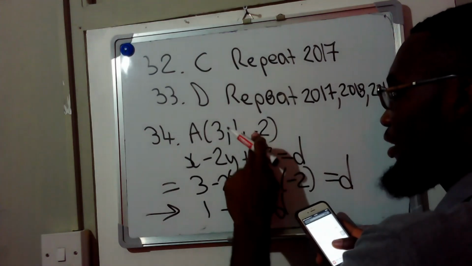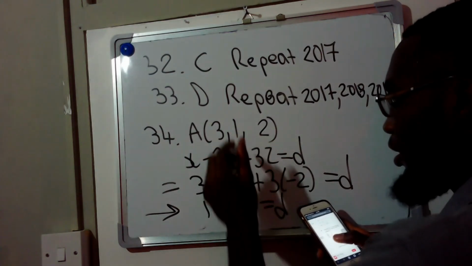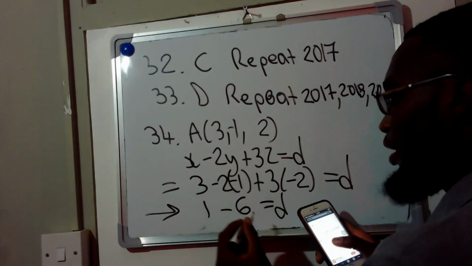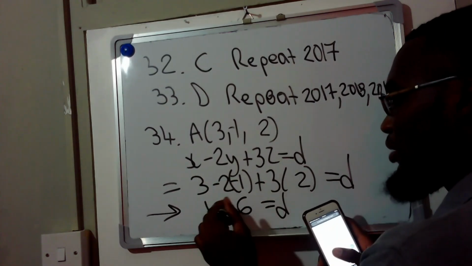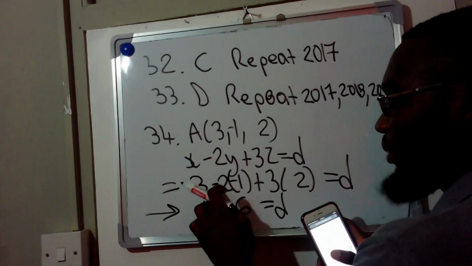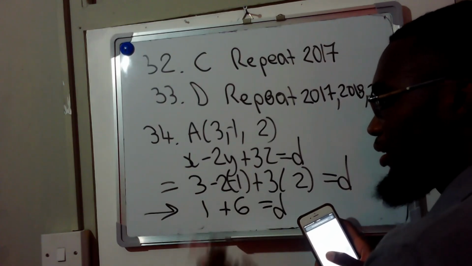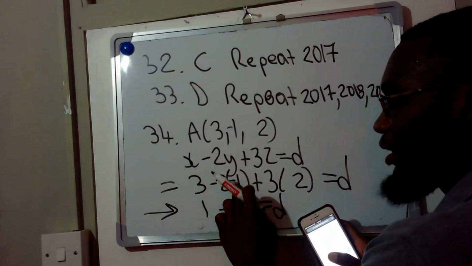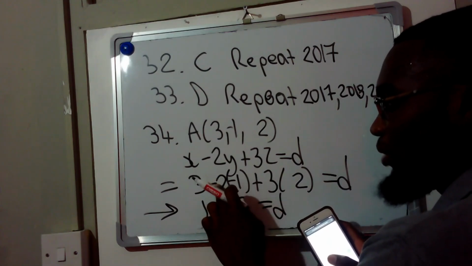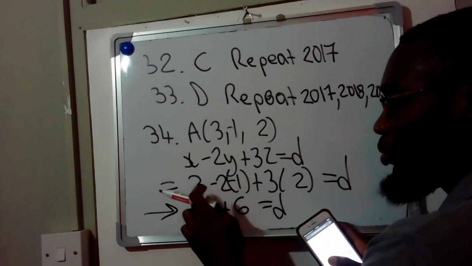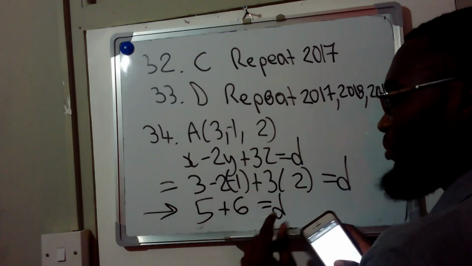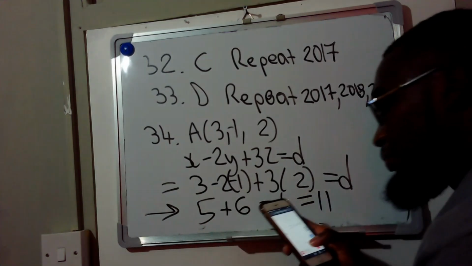Oh, this is not negative 2. This is positive 2. This is negative 1. Negative 1 here. This is positive 2. So this is plus 6. 3 minus 2 times negative 1, that's negative 2, negative 2 is positive 2. 2 plus 3 is 5. 5 plus 6 equals 11.